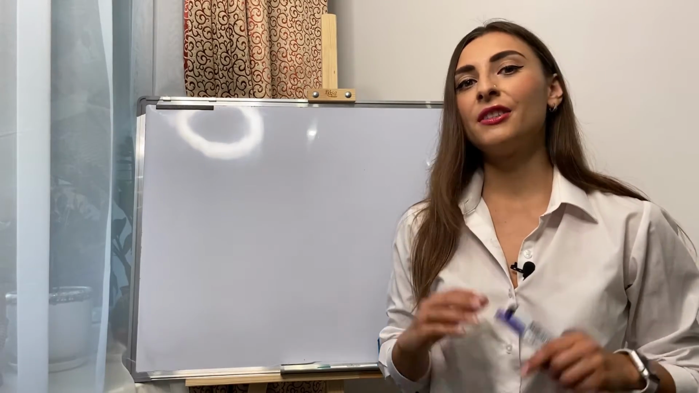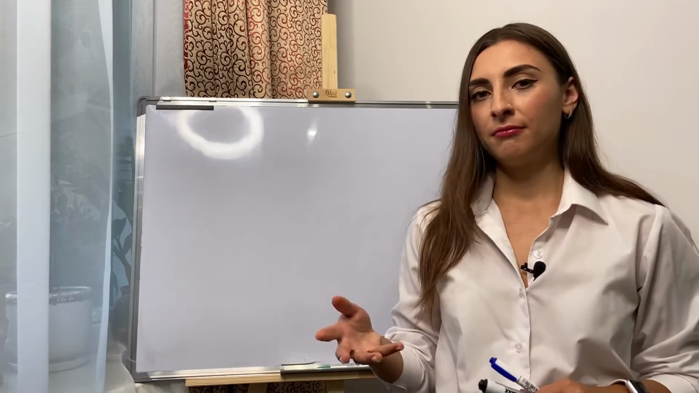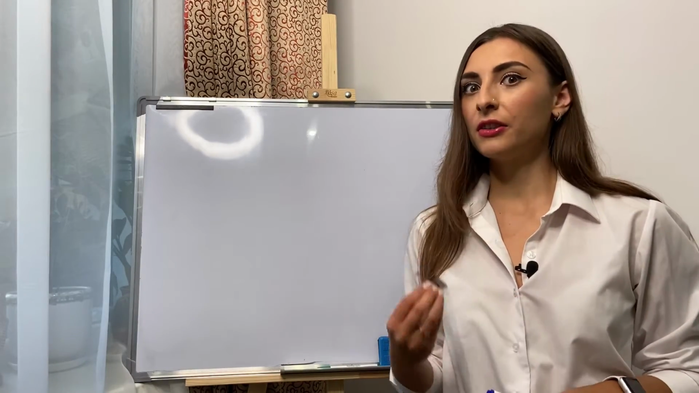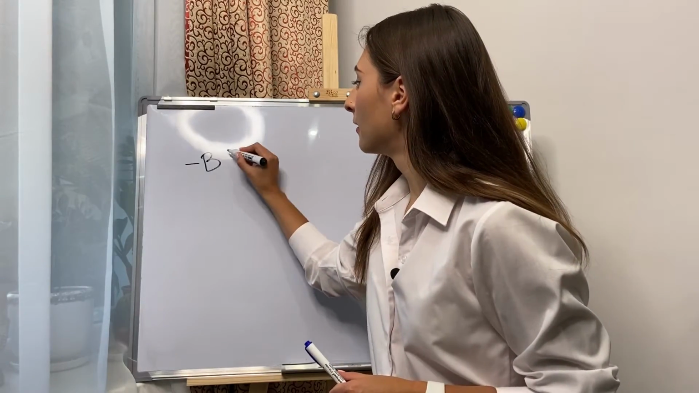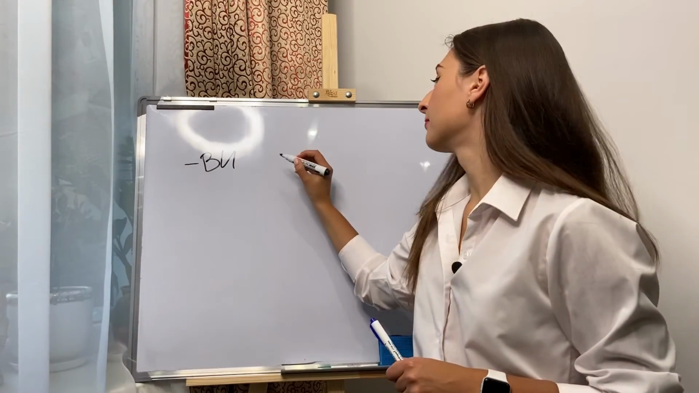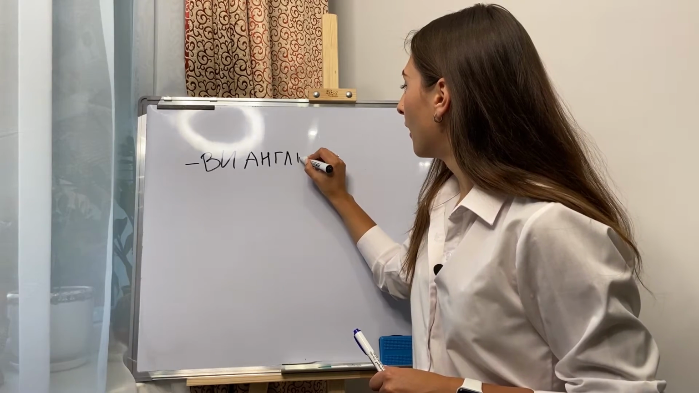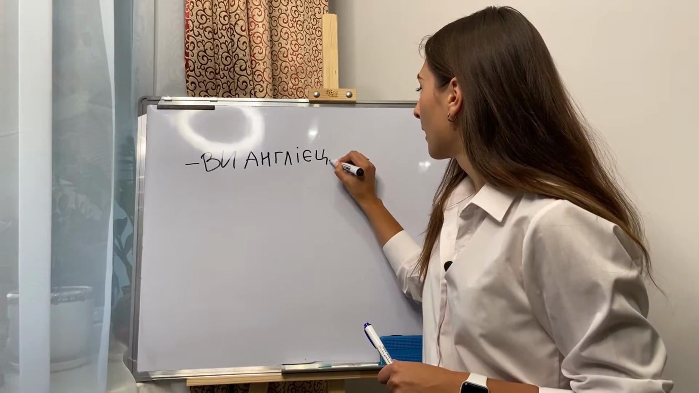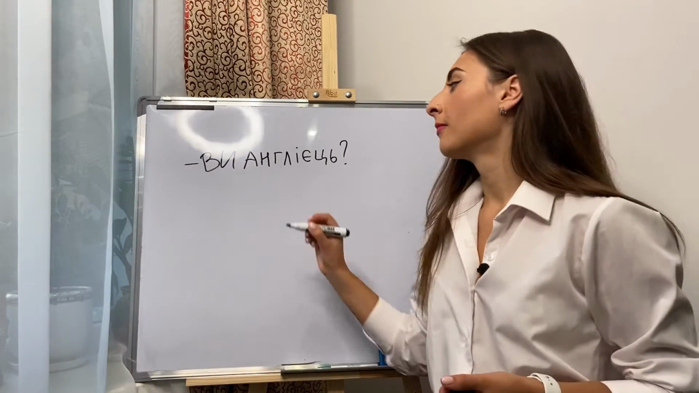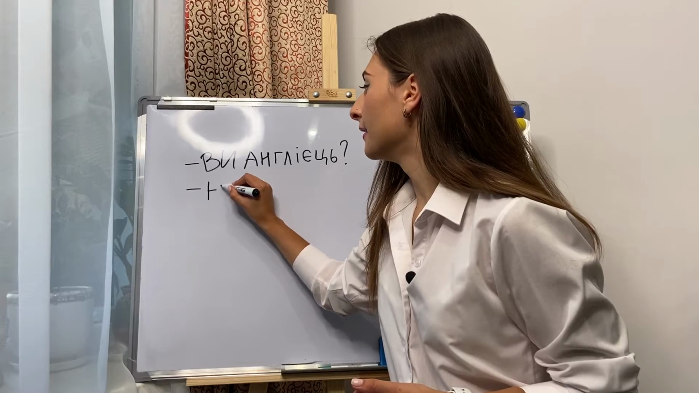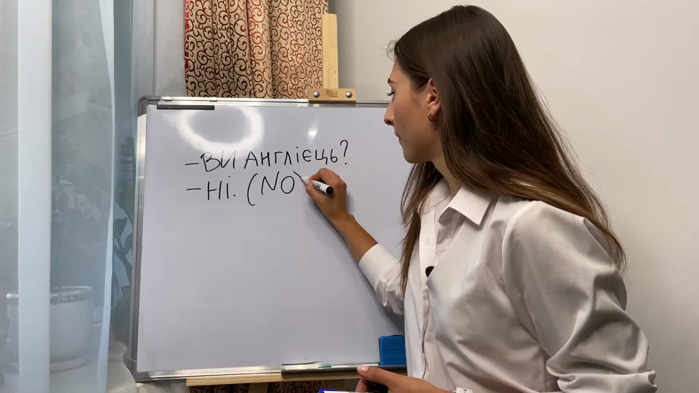And now let me teach you how to reply negatively. So for example, you replied, так, я іноземець. Then you are asked, "Ви англієць?" It means, are you an Englishman? And the short answer is ні. Ні means no.